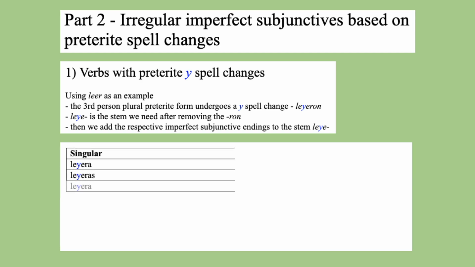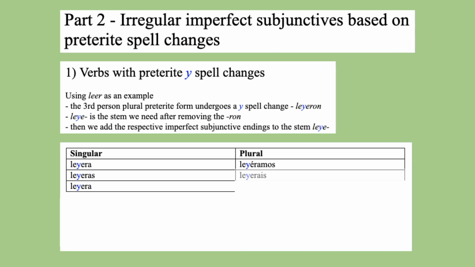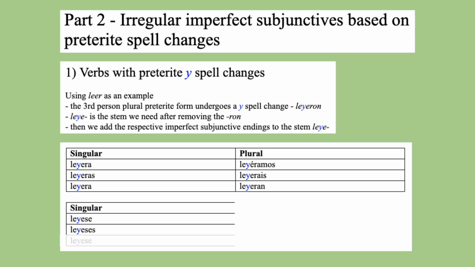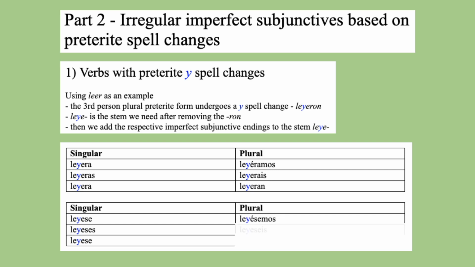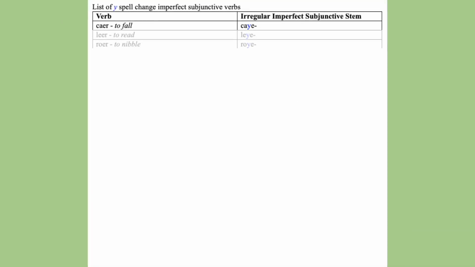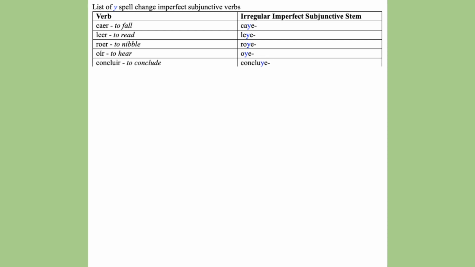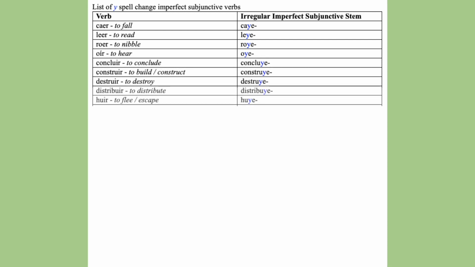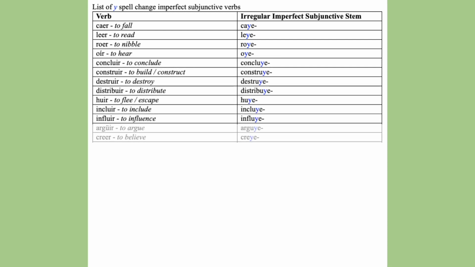Leyera, leyeras, leyera, leyéramos, leyerais, leyeran. Leyese, leyeses, leyese, leyésemos, leyeseis, leyesen. These are the imperfect subjunctive stems for those verbs which have a Y spell change in their third person preterite forms.